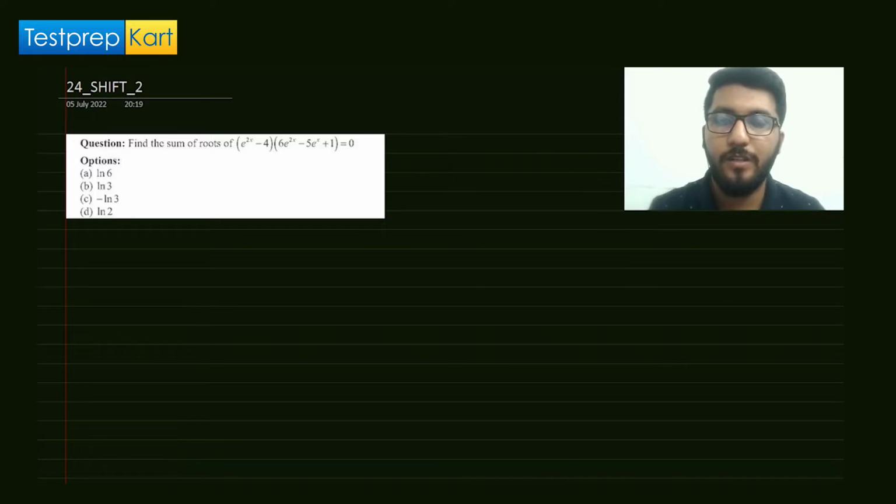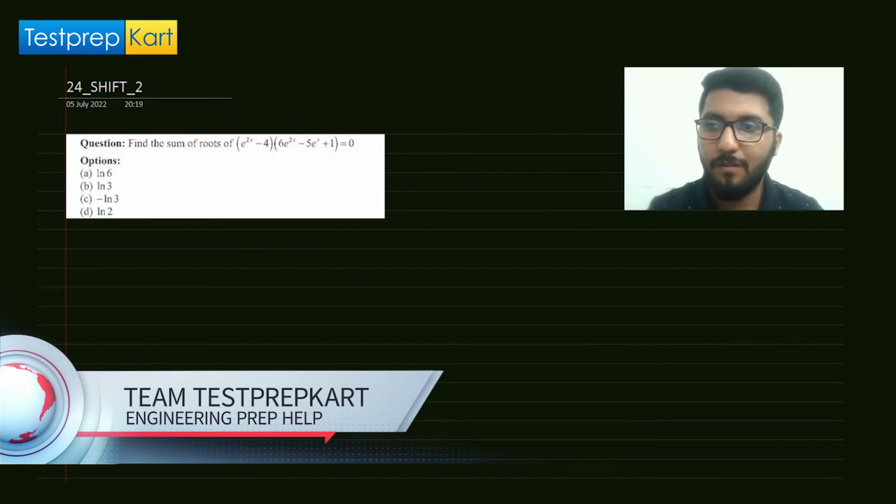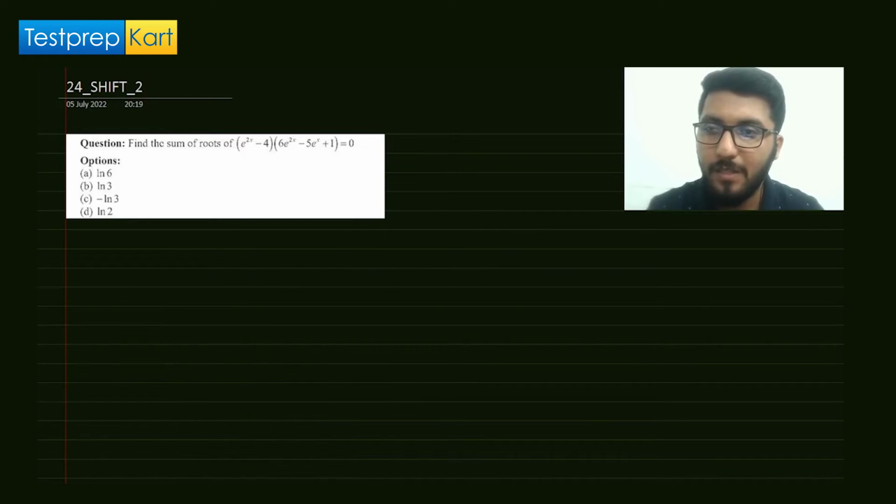Today we are going to solve the top 5 questions that were there in mathematics for the 24th June shift 2. Let us start. See, the first question is find the sum of roots of e power 2x minus 4, then we have 6 times e power 2x minus 5 e power x plus 1.